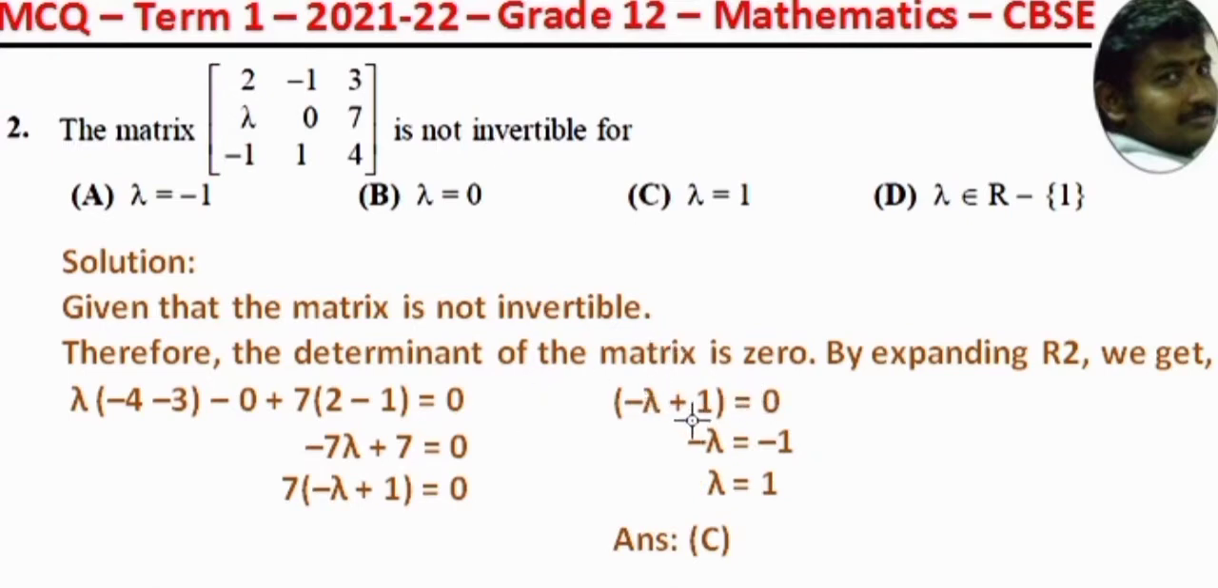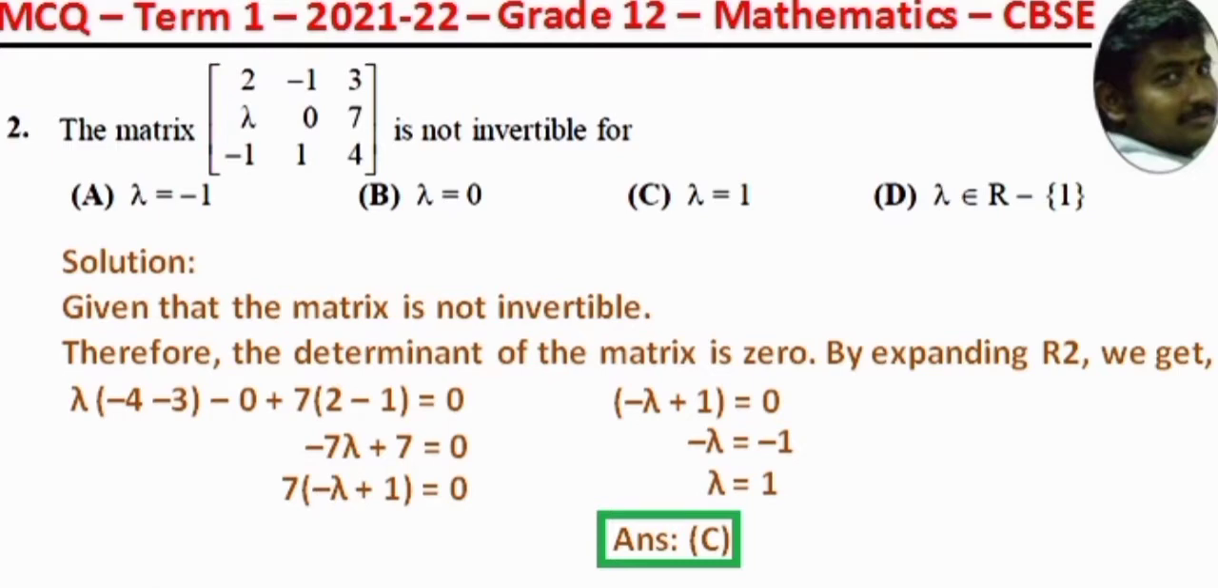Then plus 1, transpose that side, that will be negative 1. So lambda equal to 1. Where lambda equal to 1 we have option C. So the answer for this question is C, option C. Hope you understand how to solve this one. Come on, let's see the next question.